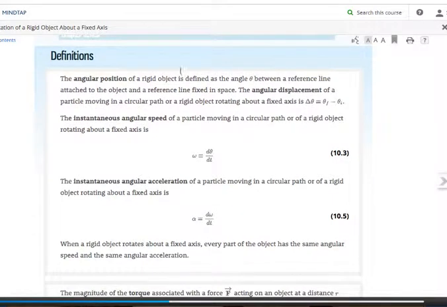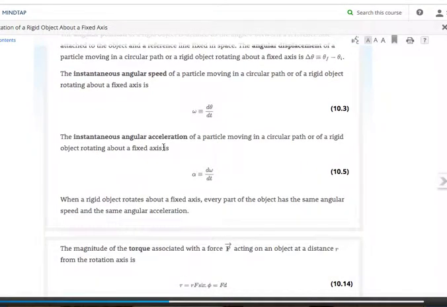And this is a good job of defining your angular variables. We've got angular position, which is the position as an angle theta between a reference line attached to it. So the angular displacement is how far that position changes. Again, displacement is a vector, so you only care about where you started and where you ended, not necessarily about the path taken to get there. Instantaneous angular speed is omega. It's the rate of change of the displacement, or d theta dt.